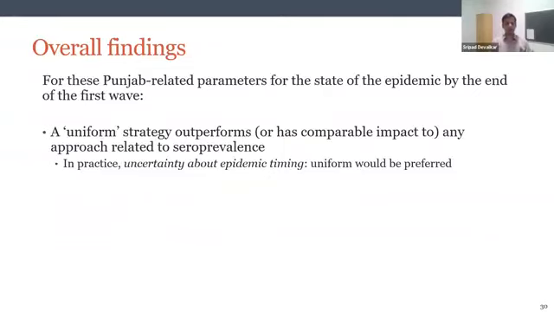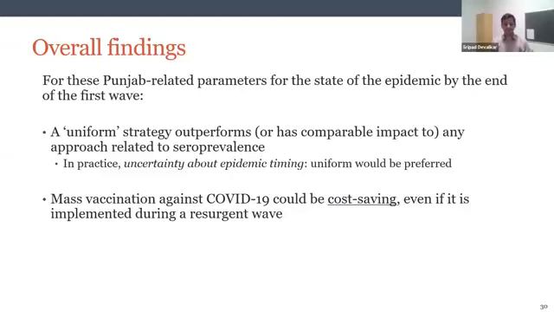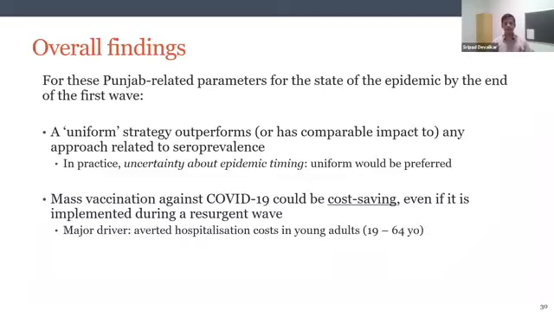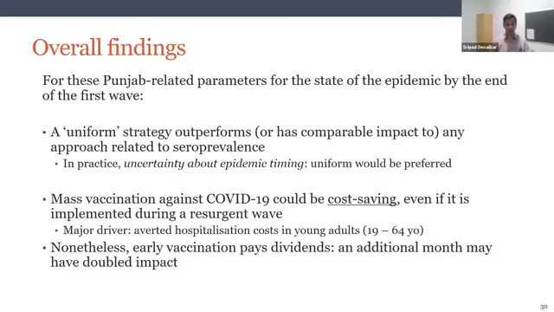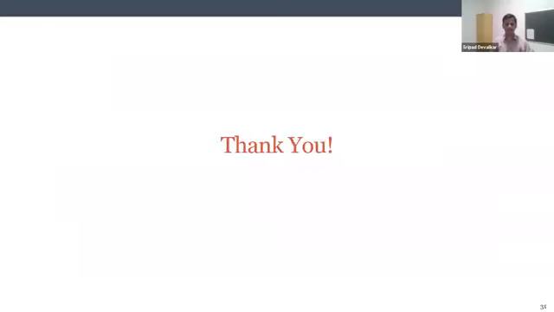So I'm just echoing what I said on the earlier slide, which is given the uncertainty about the second wave dynamics, as well as when it is likely to occur, a uniform strategy would be well advised. And finally, the message is mass vaccination against COVID is cost effective and cost saving, even if it is implemented in the middle of a pandemic, as was the case in India, where the vaccination was happening alongside the second wave peak. Right? And the major driver for cost saving is the averted hospitalization costs. And early vaccination clearly pays dividends.